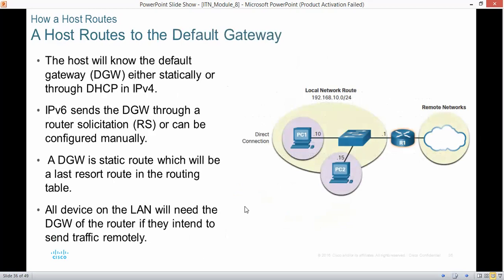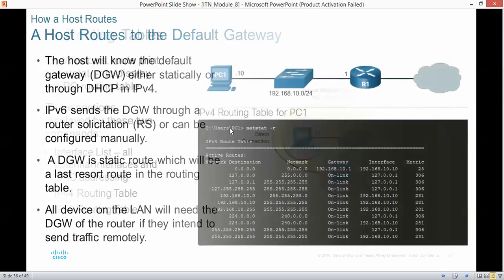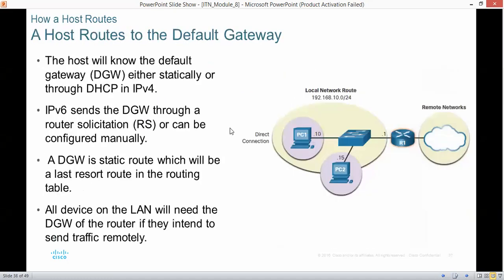Here, a host routes default gateway. The host will know the default gateway before it sends, either statically or through DHCP. Statically means when you manually assign it, and DHCP means when you configure it to be automatic. IPv6 learns the default gateway through a router solicitation. So for IPv6, it does that through the RS, which is a router solicitation, or it can be configured manually.